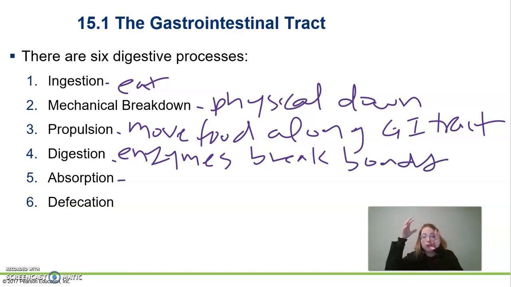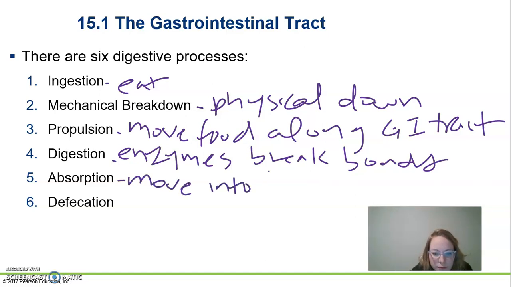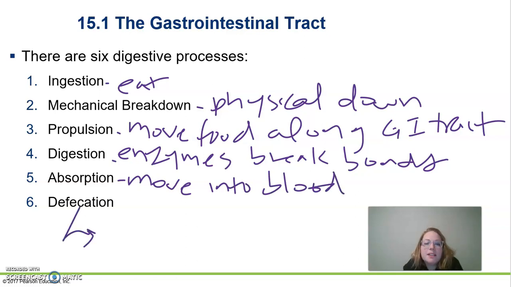Absorption. So we have this hollow tube that's basically open to the outside from our mouth to our anus, right? It's like a slide through, I guess you could say. And as things come in, they go out the other side, unless we absorb them, unless we take them from that hollow tube and bring them into the rest of the body, into the blood flow. And then defecation is the elimination of indigestible wastes, removing wastes through our anus.